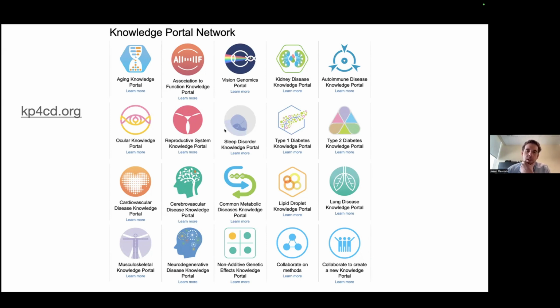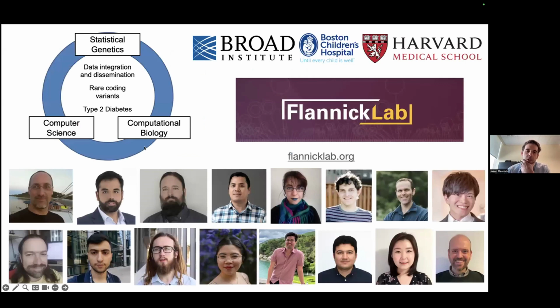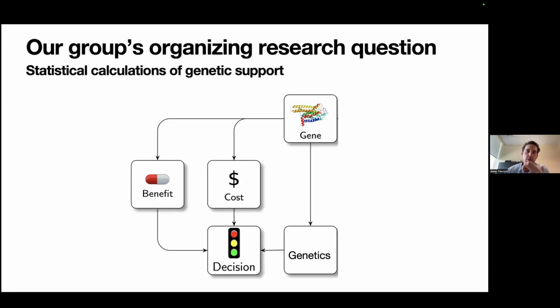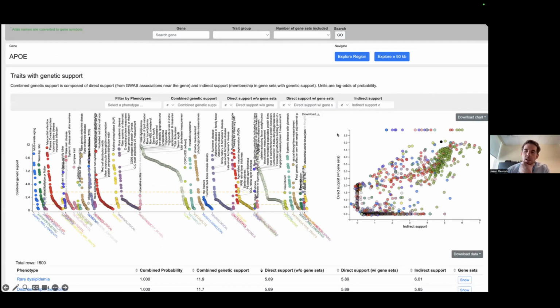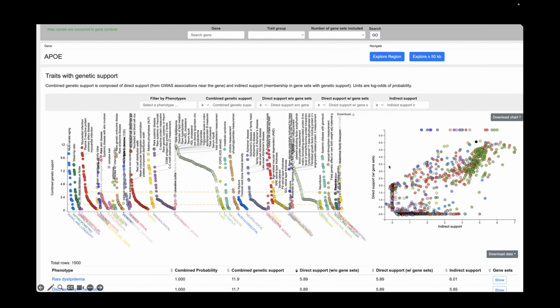And beyond this work, I do research. Our lab at Boston Children's is a statistical genetics and computational biology lab. So we are, for example, very interested in statistical calculations of the extent to which genes can be linked to various different diseases. And so this is the type of data that we typically are producing and working with. This is a plot here that's showing for one gene statistical estimates of how linked it is to thousands of different traits. And so this is the type of work that we typically think about, which is very, very different from the discrete, assertion-based world of knowledge graphs.